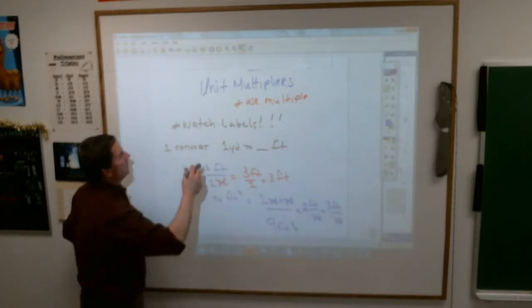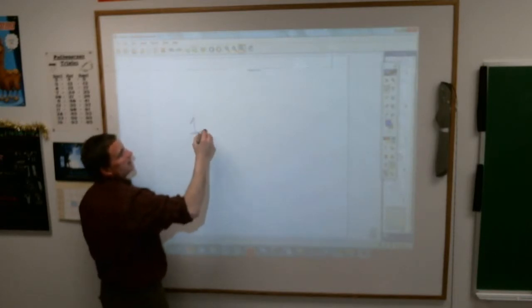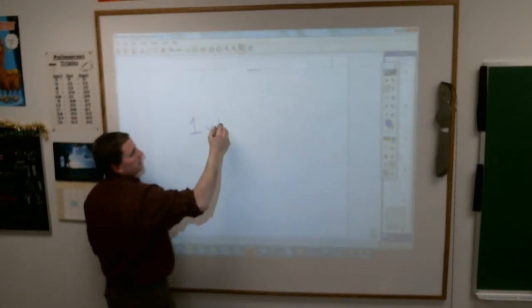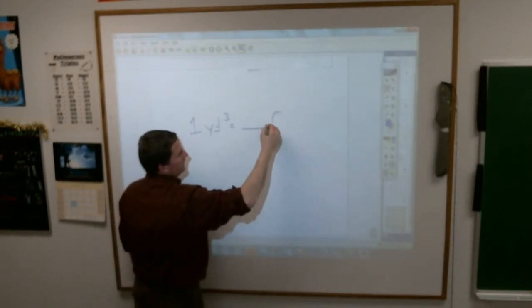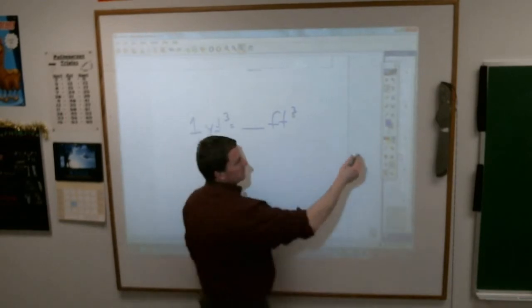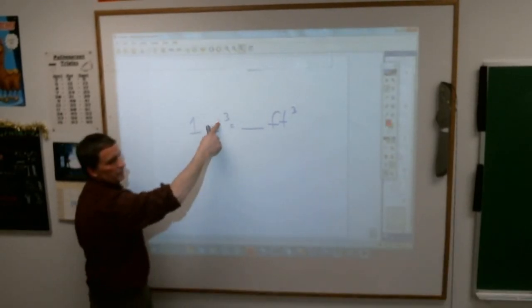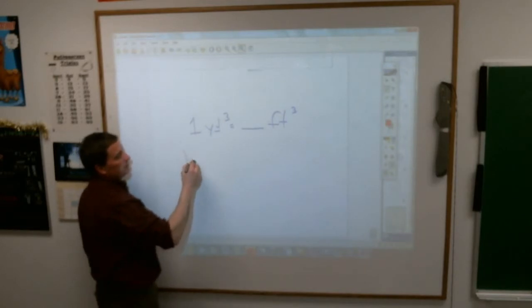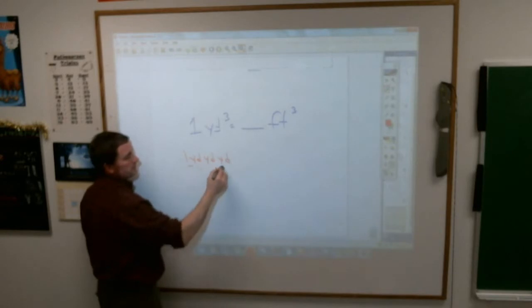And not to get you all messed up even more, but what if I said change 1 yard cubed into how many feet cubed? How do you suppose that gets written out? What gets cubed, the 1 or the label? The label, so you have to write it out like this: 1 yard times yard times yard.